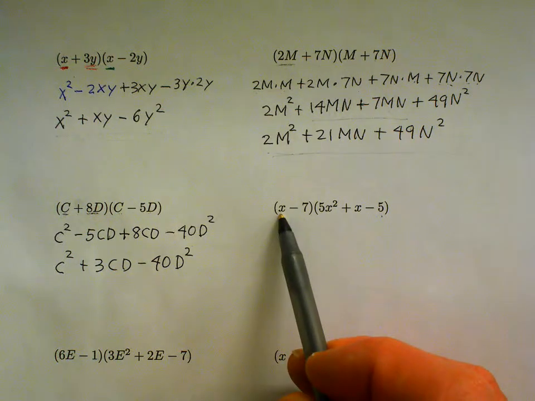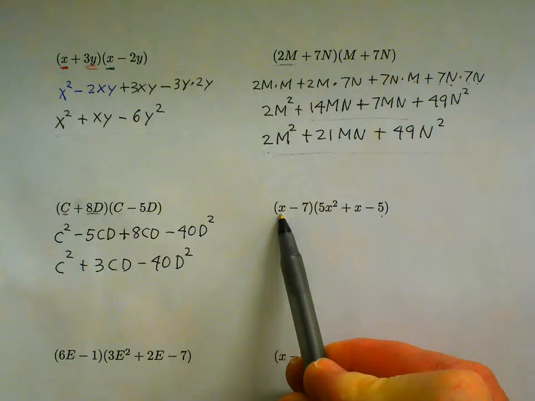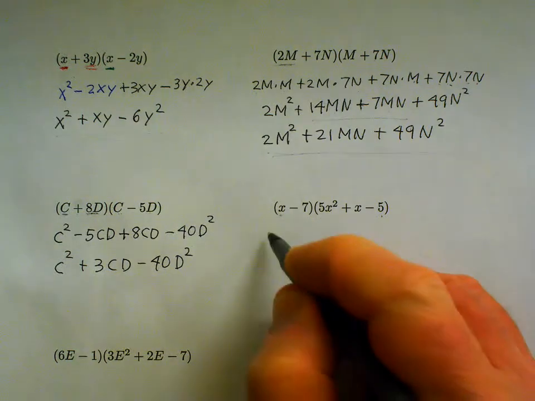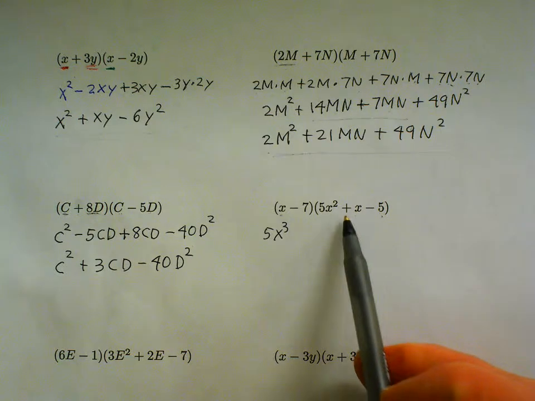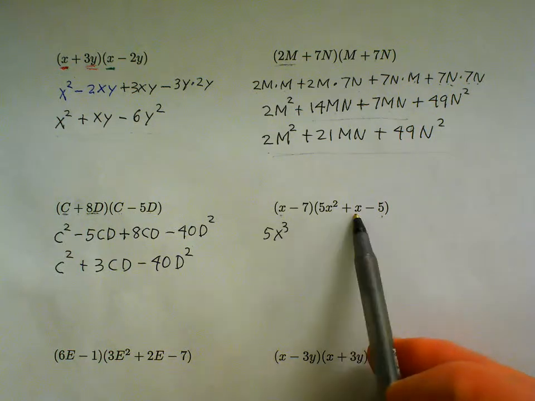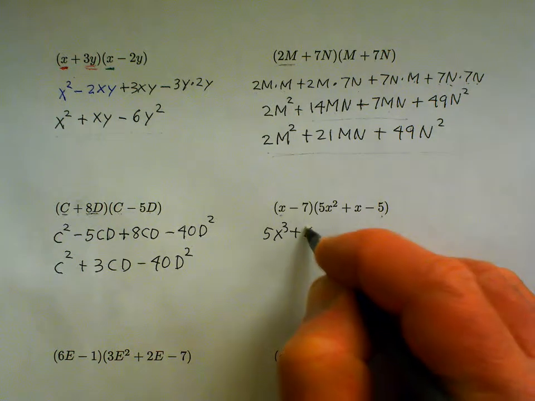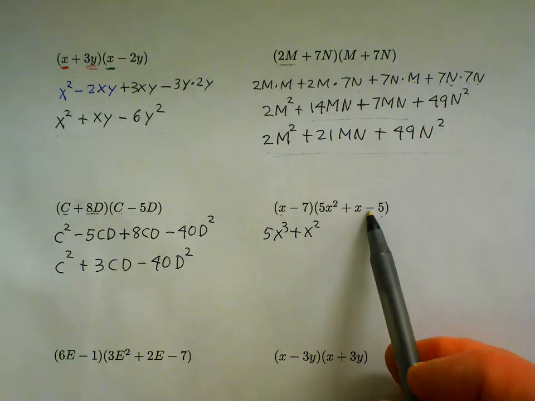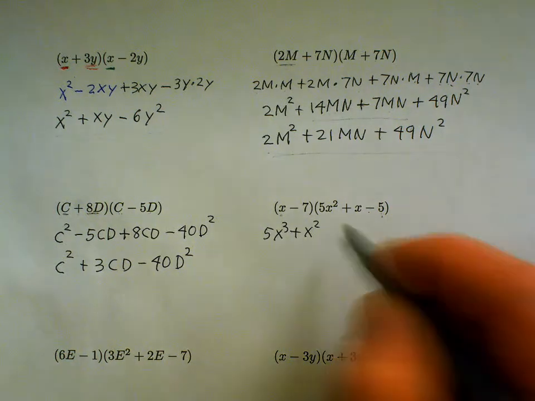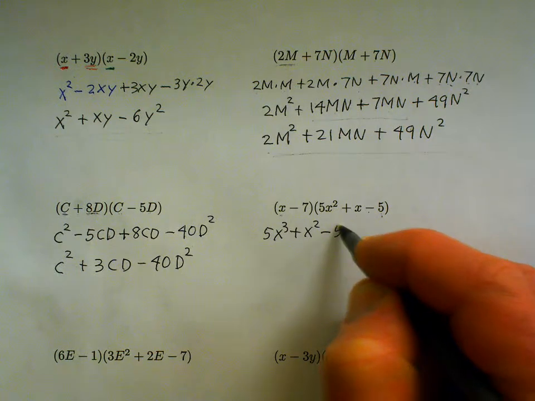Okay, so first start with x. Multiply x times 5x to the second. We get 5x to the third. And then we're going to add x times x, which is plus x to the second. Then we're going to subtract x times 5, which is the same as minus 5x.